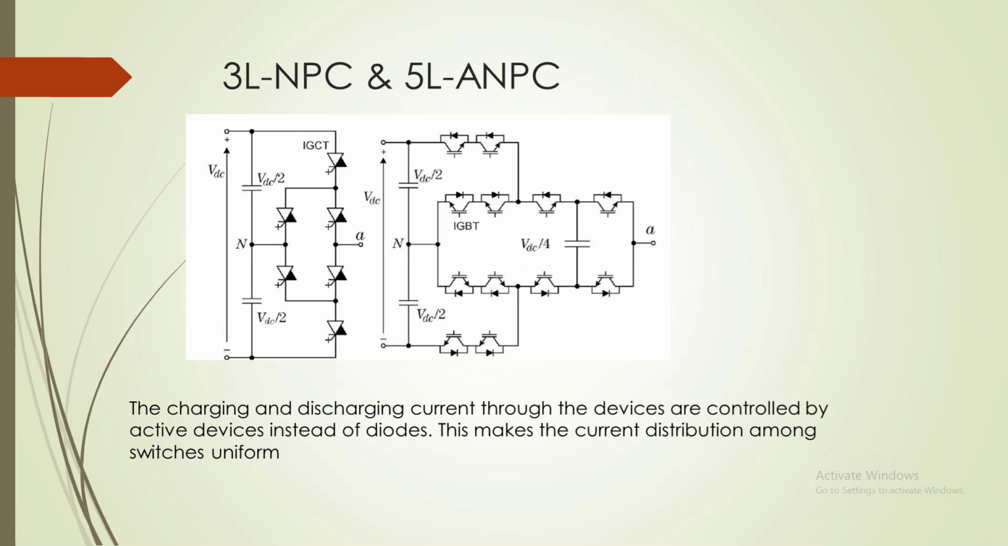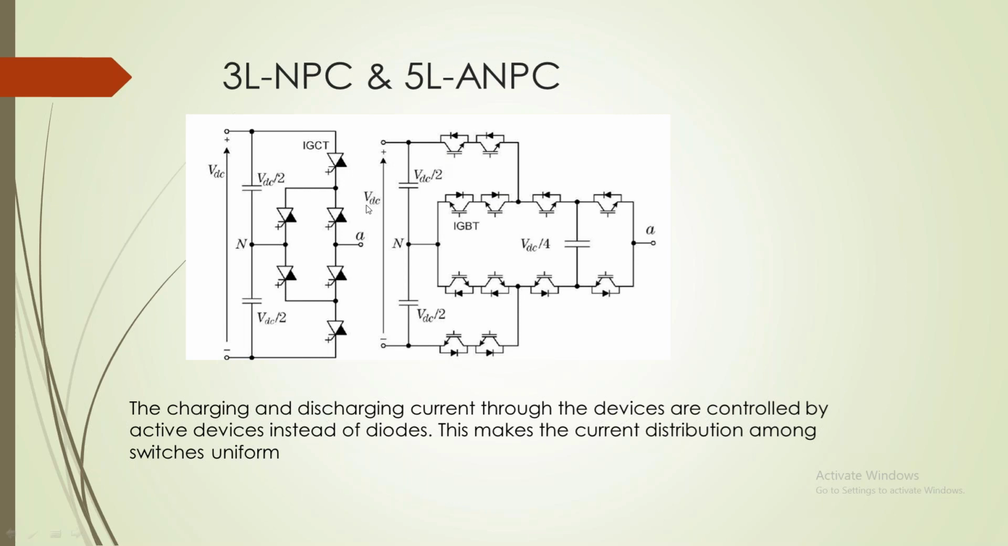So that is the concept that we use in active neutral point clamp converter. We try to use controlled switches like IGBTs in the place of diodes for clamping, so that the charging and discharging current can be modified or exchanged, and thereby the switches are made to carry equal currents, so the distribution among switches is uniform. So this is the concept in active neutral point clamp converter.